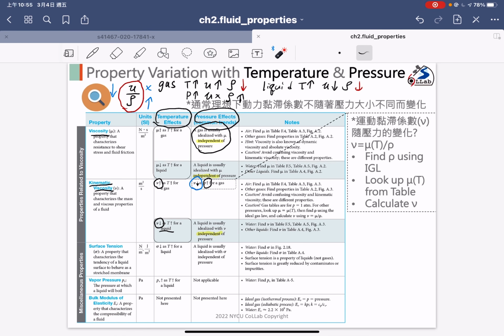So with the definition of the kinematic viscosity, you can find the rho using the ideal gas law, look up how the mu changes with the temperatures, and you can calculate the kinematic viscosity by yourself. Okay, so the two tables show fluid properties, and the fluid properties respond to the temperature and the pressures. So you need to keep it in mind, okay?